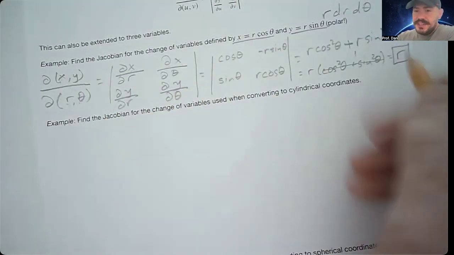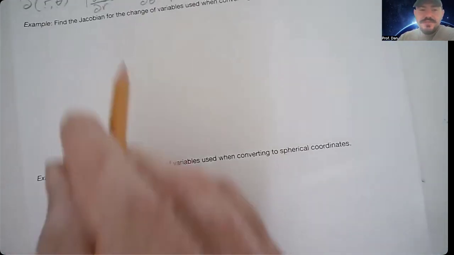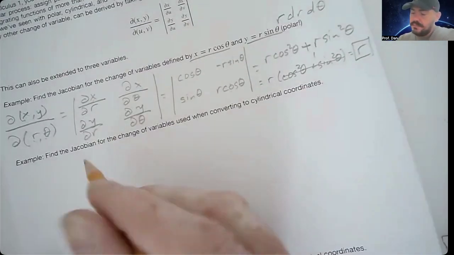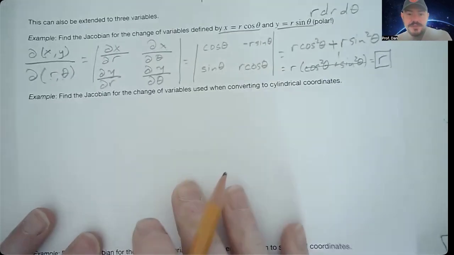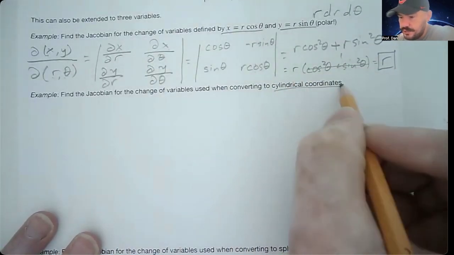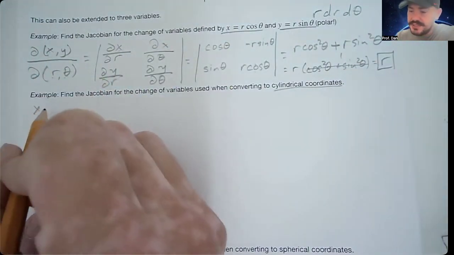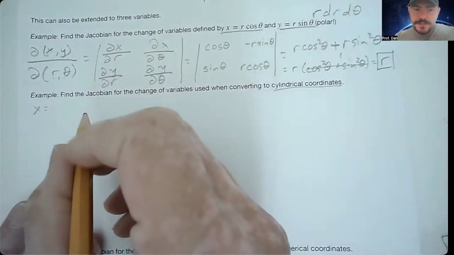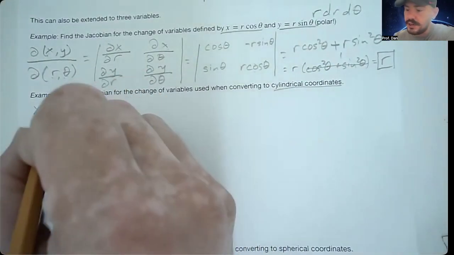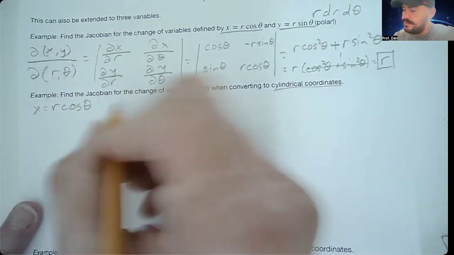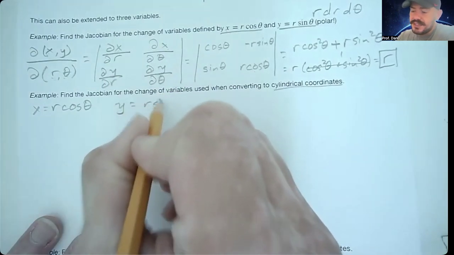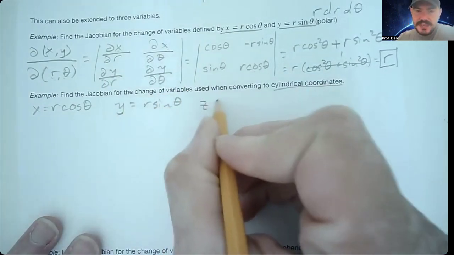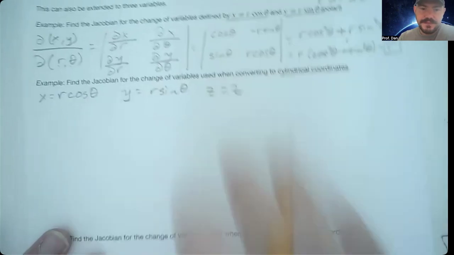Because I pointed that out to you, you'll already know the answers for these other two, but I do want to go through the setup. We want to find the Jacobian for the change of variables used when converting to cylindrical coordinates from rectangular. So for that, remember x was equal to r cosine theta, y is equal to r sine theta, and z is equal to z for cylindrical coordinates.